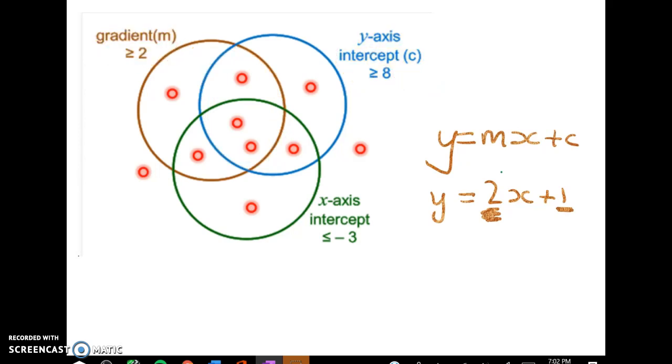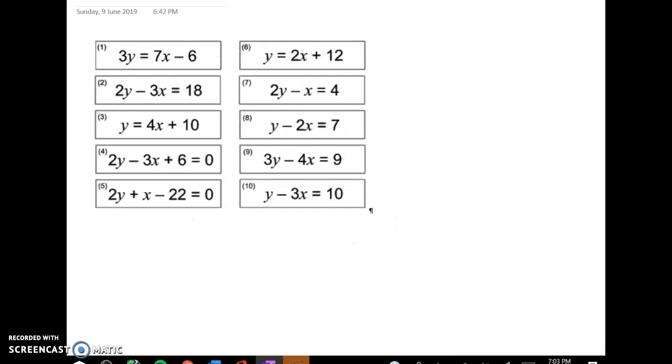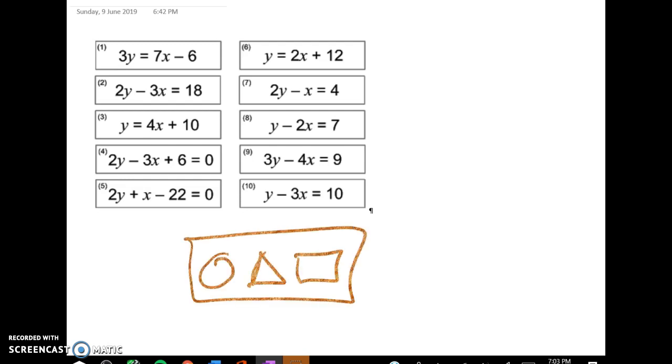Now, the interesting thing in this problem that makes it a bit more challenging is this third circle here, which is all about finding the x-axis intercept, and we have to figure out whether it's less than or equal to -3. Now I'm going to come back to what this means, but you're going to do that with these equations, right? So you're given 10 equations and you basically have to sort them out. It's like when you were a little kid and you had those things, those shape machines where you had to slot things in the right slot. That's what this is all about.